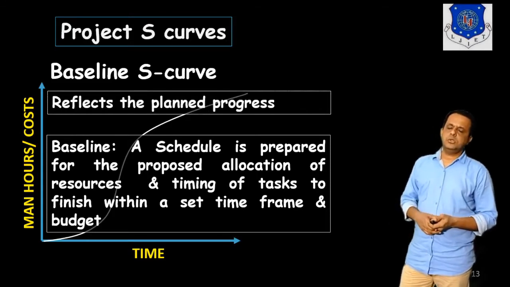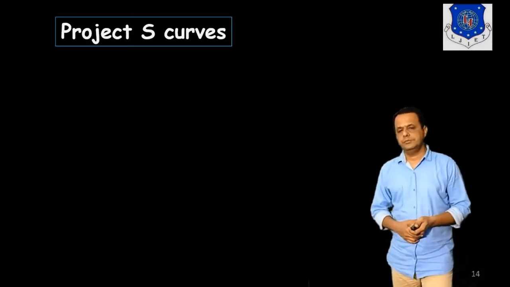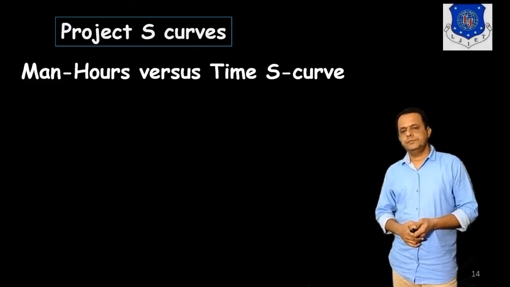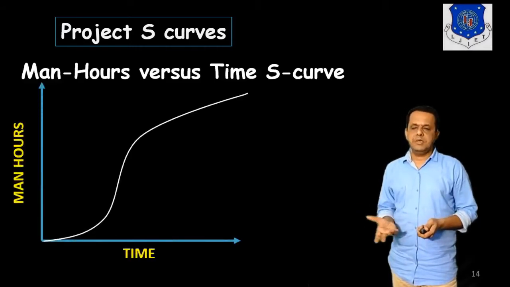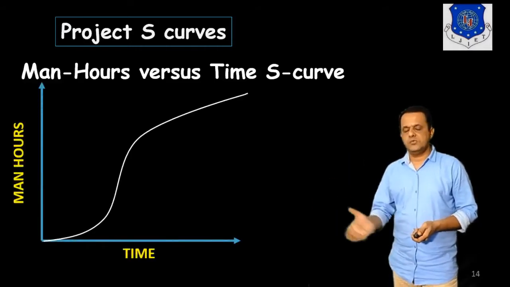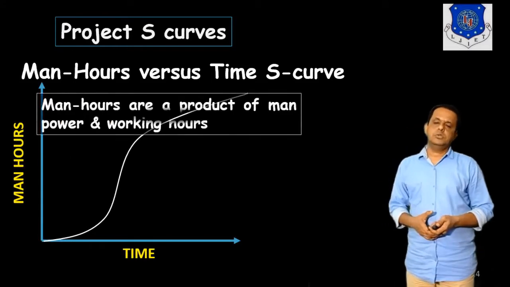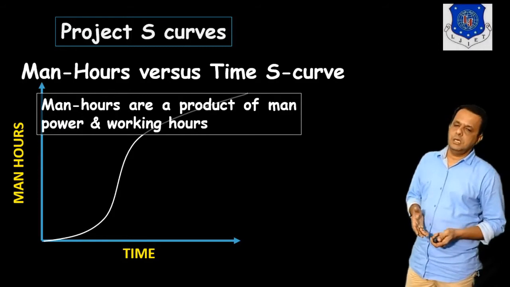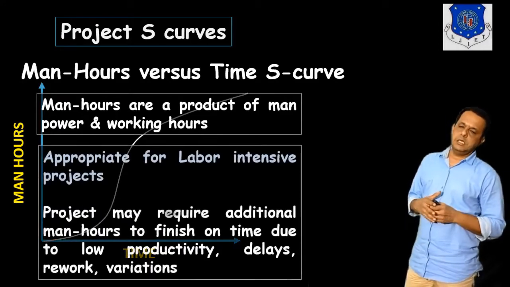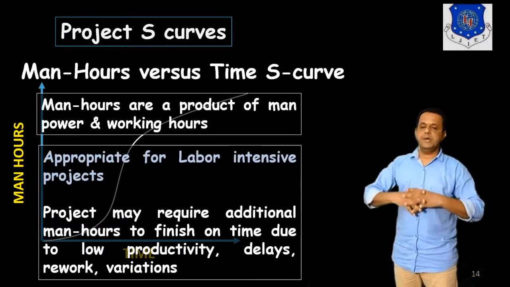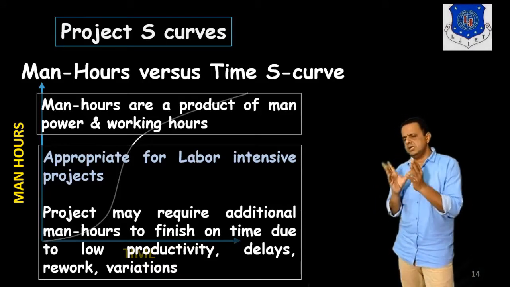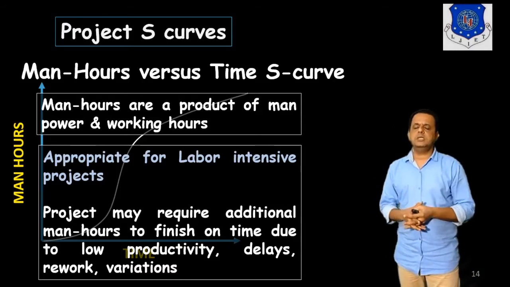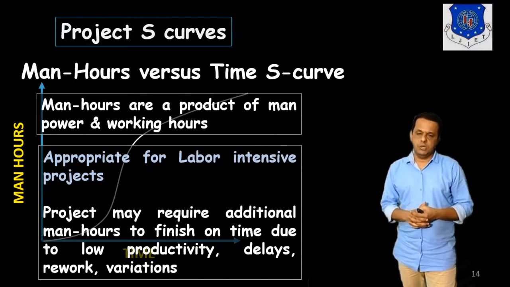So obviously it is also showing the planned progress. Then man hour versus time S-curve, as the name indicates, has man hours on the y-axis, so it is the product of man hours and working time, and it is very much appropriate for labor intensive projects where so many laborers and human efforts are involved.